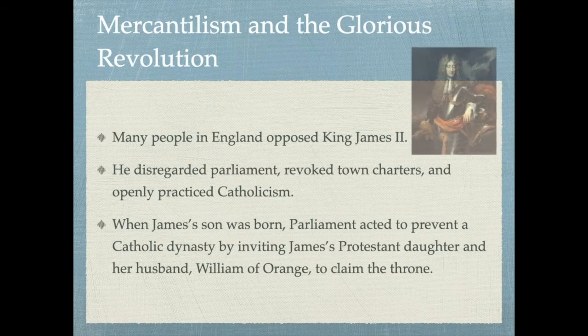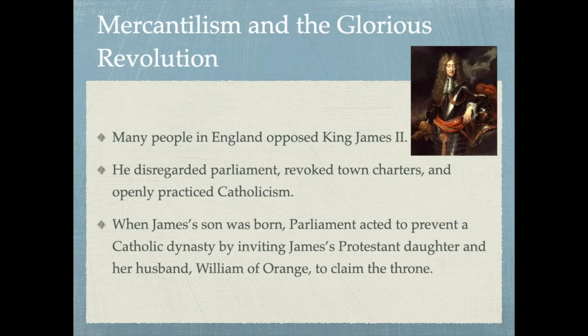Many people in England opposed King James II. He disregarded Parliament, revoked town charters, and openly practiced Catholicism. When James's son was born, Parliament acted to prevent a Catholic dynasty by inviting James's Protestant daughter and her husband William of Orange to claim the throne.